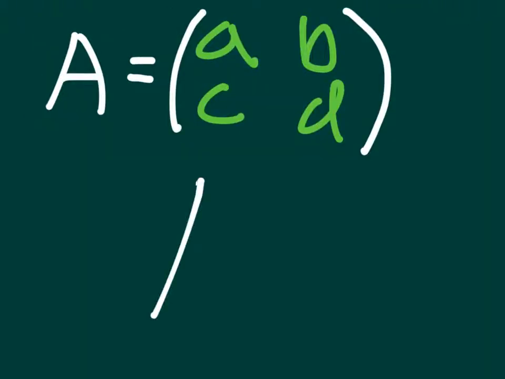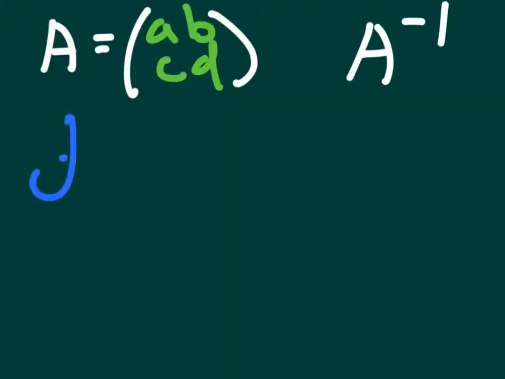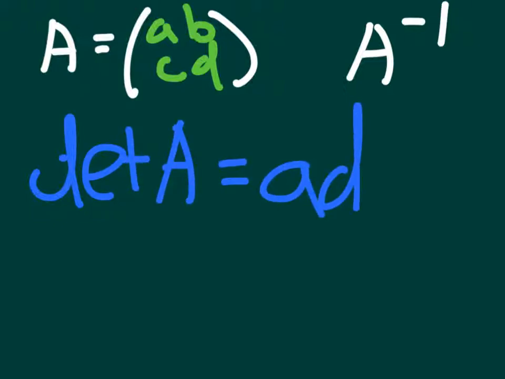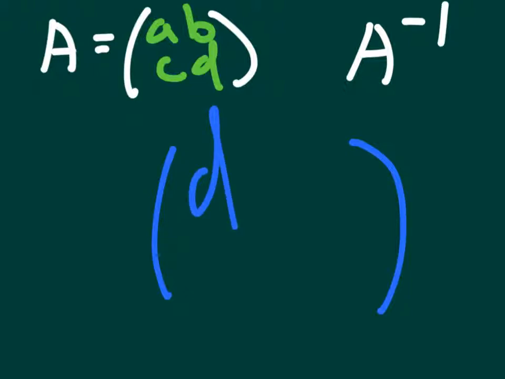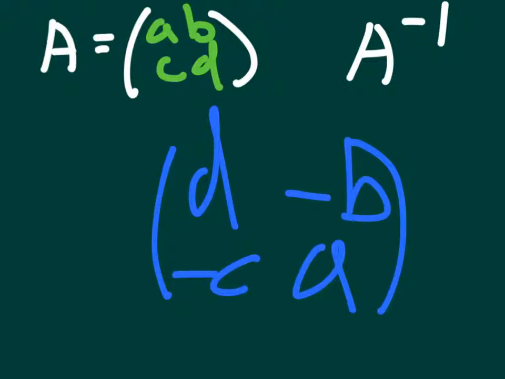How do we find the inverse of matrix A? First off, we have to start by finding the determinant of A. We do this by multiplying A and D, then minusing it by B and C. Now that we know how to find the determinant of A, we'll show you how to rearrange the matrix to find the inverse. You swap D and A, and you change the sign of B and C to look like this. Now, you multiply this by the reciprocal of your determinant.